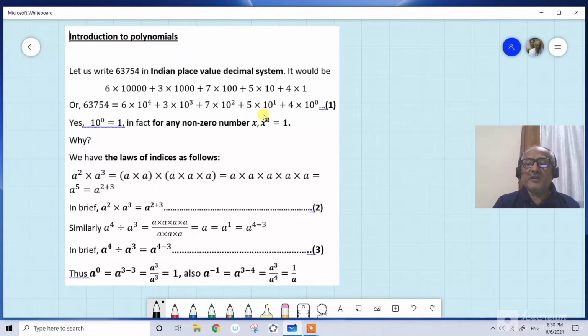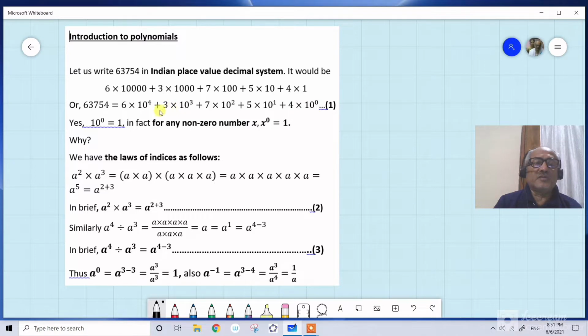The best way to introduce polynomials is to take an example, this number 63754, or any number, integers whatsoever. You can expand this in the Indian decimal system. The decimal system was invented by India, and there is a place value. The 6 stands for 6 into 10,000. The 3 stands for 3 into 1000. 7 stands for 7 into 100. 5 stands for 5 into 10. And 4 stands for 4 into 1.